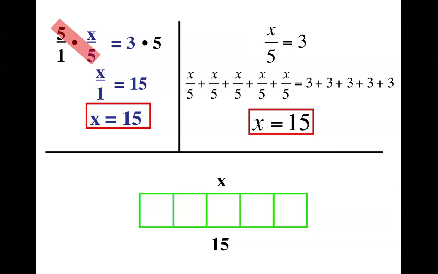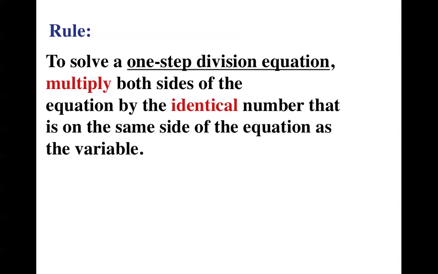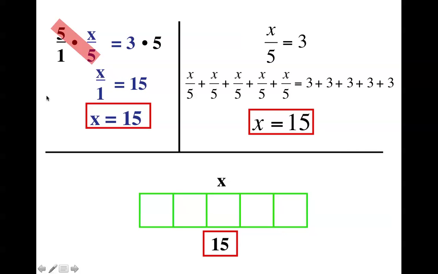All right. What you'll see mostly in books is this rule. To solve a one-step division equation, multiply both sides of the equation by the identical number that is on the same side of the equation as the variable. Hopefully that makes sense now, because if we go back, you'll notice what number is on the same side of the equation with the variable, the 5. And that's why I multiply it by 5, because we need 5 groups of this to get one whole x.